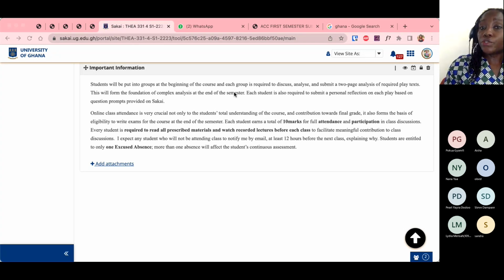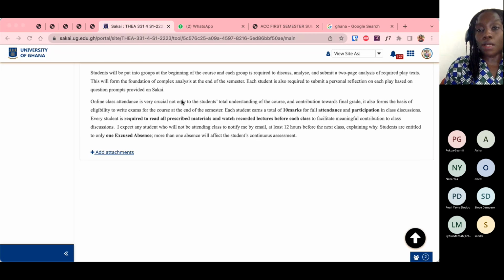So you will be put into these groups and you are required to discuss, analyze, and submit a 2-page analysis of required play text. This will form the foundation of complex analysis at the end of the semester. Each student is also required to submit a personal reflection on each play based on question prompts provided on Sakai, which is what I have taken you through already.